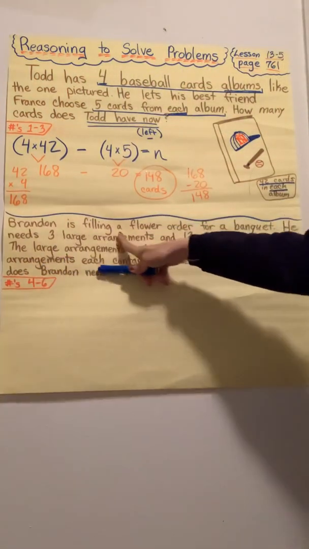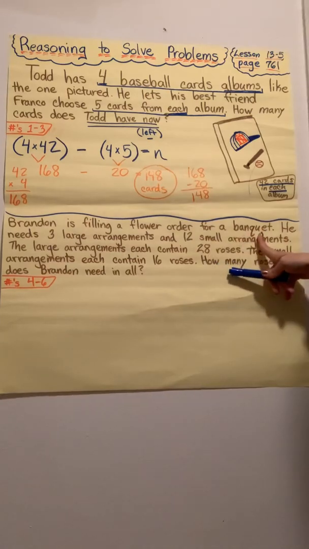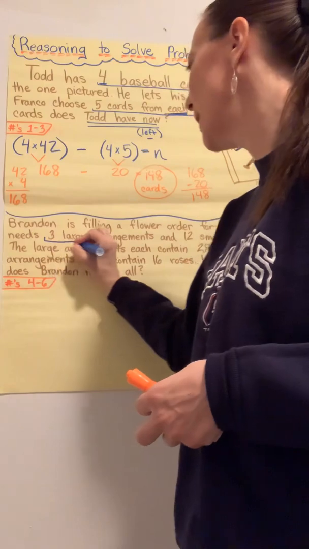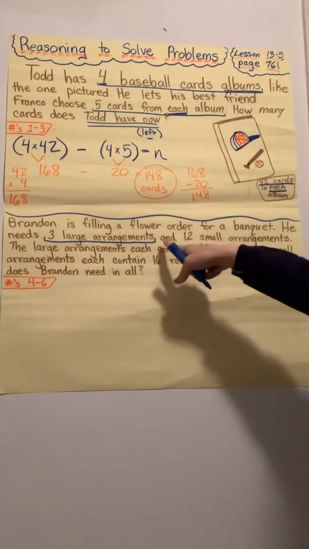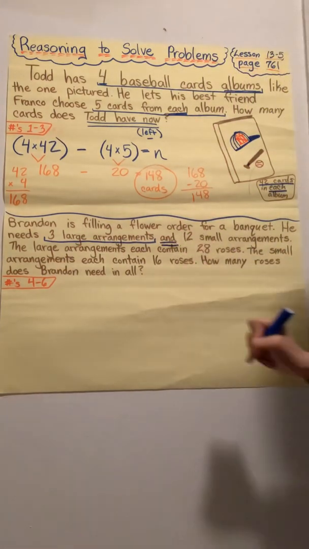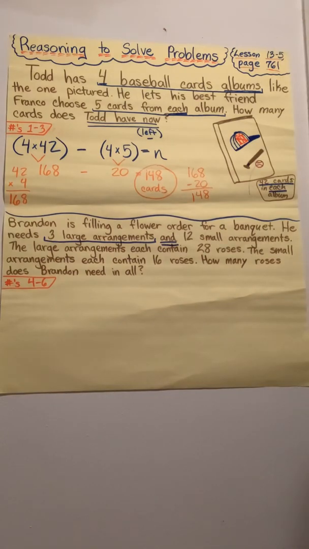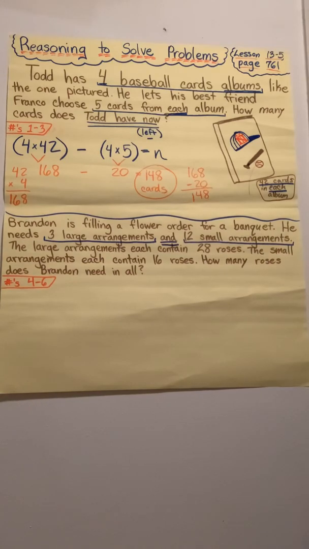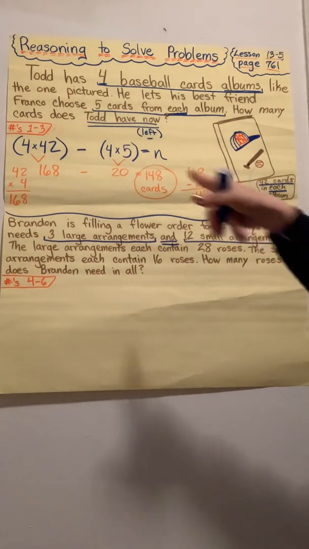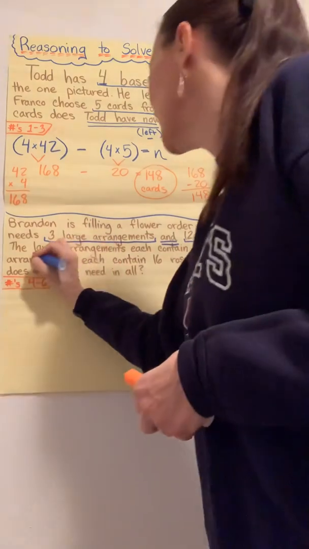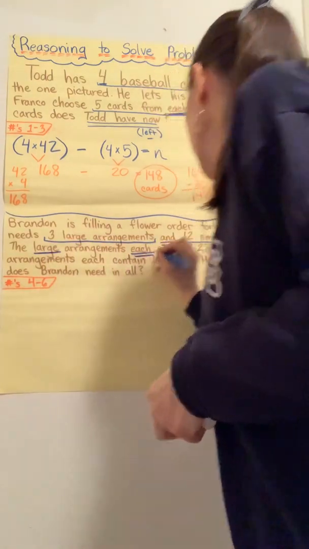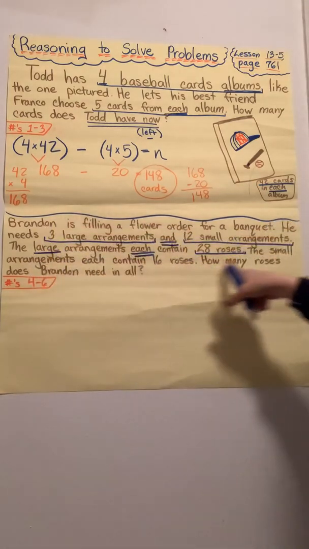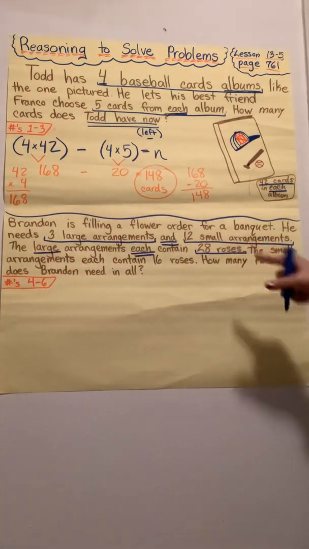Brandon is filling a flower order for a banquet. He needs 3 large arrangements. I'm just going to grab all of my important information here. And, gee, that usually means addition, but we'll wait and see that makes sense with the problem. 12 small arrangements. So seems like we're talking about 2 different sizes here. The large arrangements each contain 28 roses. There's my each again. That sounds like we're talking maybe multiplication.